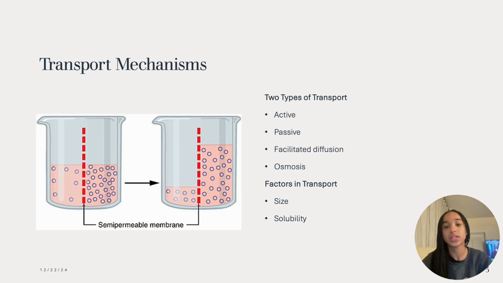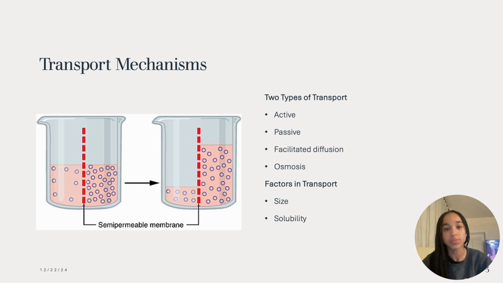Facilitated diffusion is another example of passive transport, but this is when molecules have help from channel or carrier proteins to get across the membrane. Osmosis is the movement of water molecules across the semipermeable membrane from a lower solute to a higher solute.